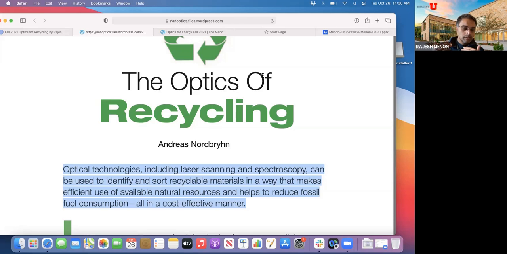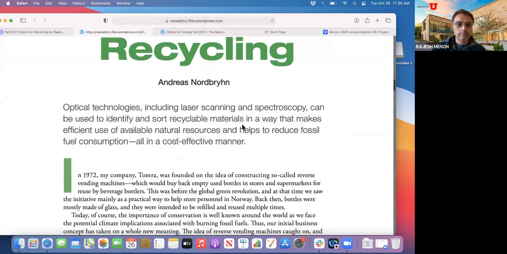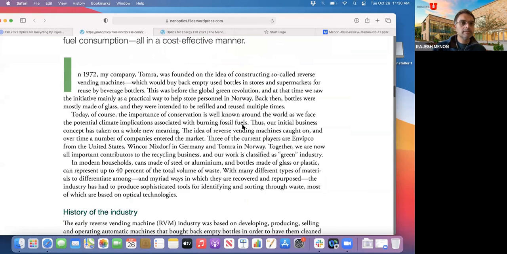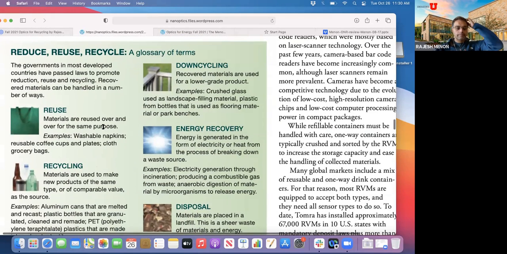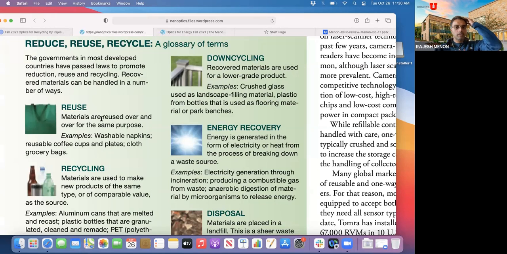And of course, reusing and recycling, and there are various terms we'll talk about, is quite important. Maybe I would start with the definitions of various terms here, and then we'll jump into the actual details. When we talk about these terms, what do they mean? Reuse means the materials are reused over and over again. Standard examples are washable napkins, reusable coffee cups, and reusable grocery bags, which of course are more common now.